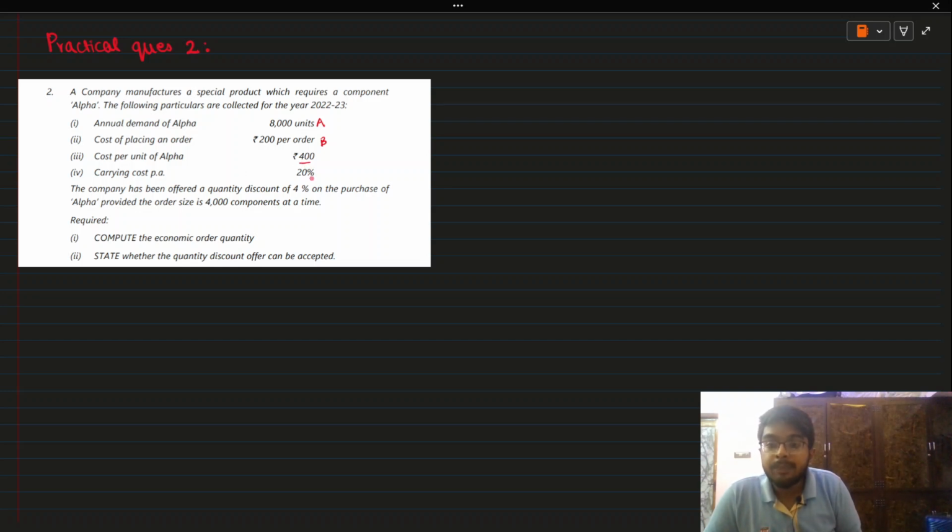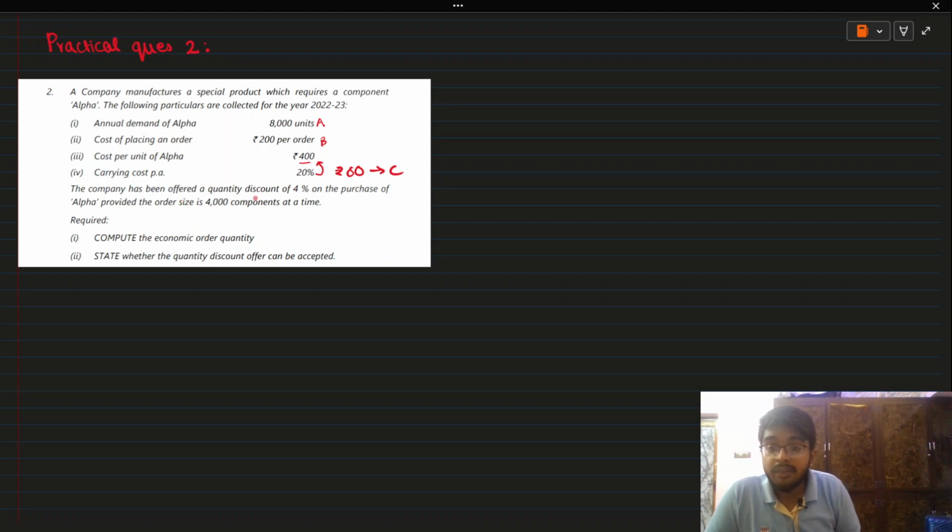Carrying cost per annum, 20 percentage. So this is given in percentage. Whenever some cost is given in percentage, it should be found on the purchase price or cost per unit. 400 into 20 percentage comes to rupees 80. This is our carrying cost per unit per annum.